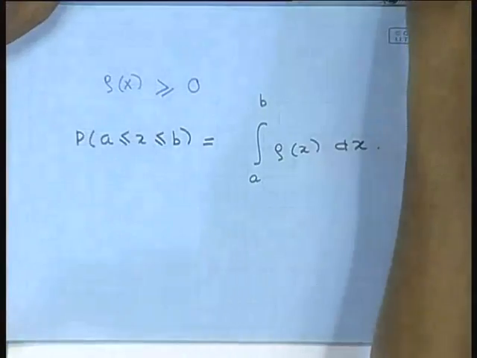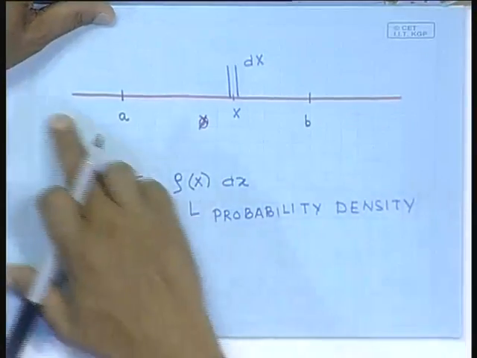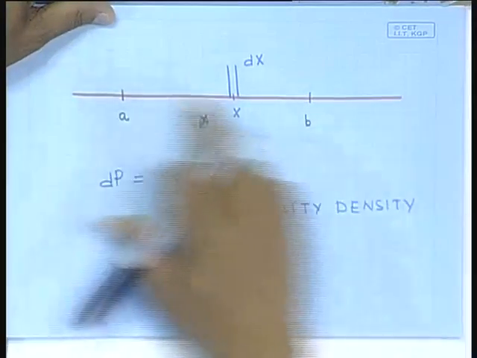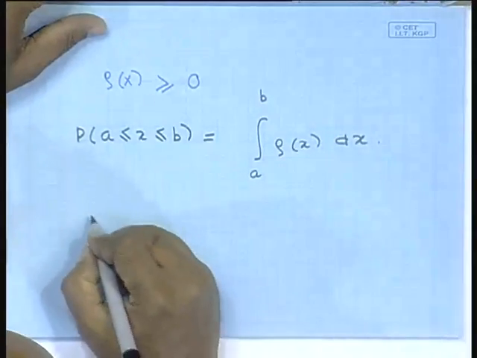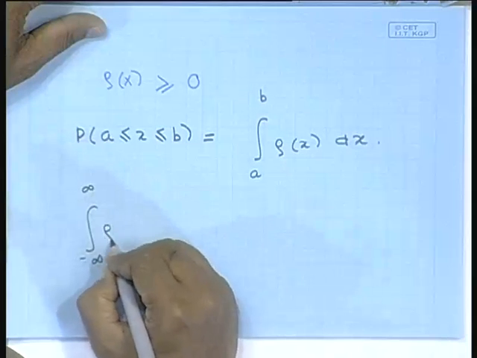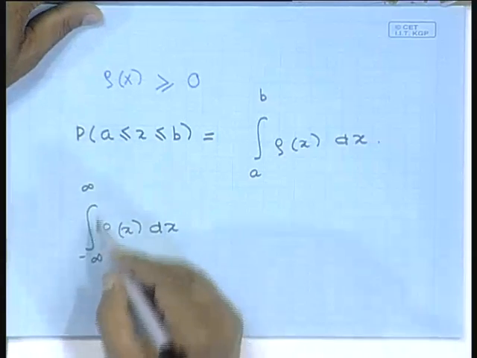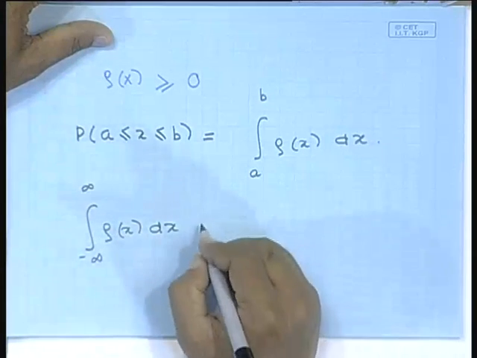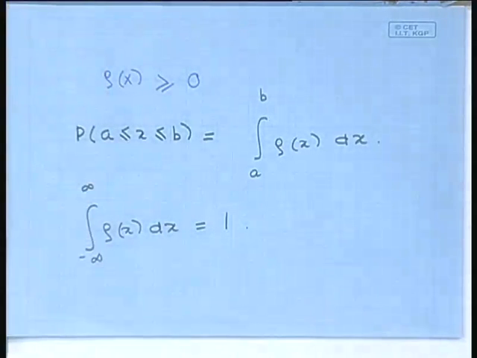And if I ask the question, what is the probability that you get some value of x in the range minus infinity to infinity, the total probability of finding the particle somewhere in the range minus infinity to plus infinity has to be 1. So, these are some of the useful properties of the probability density.